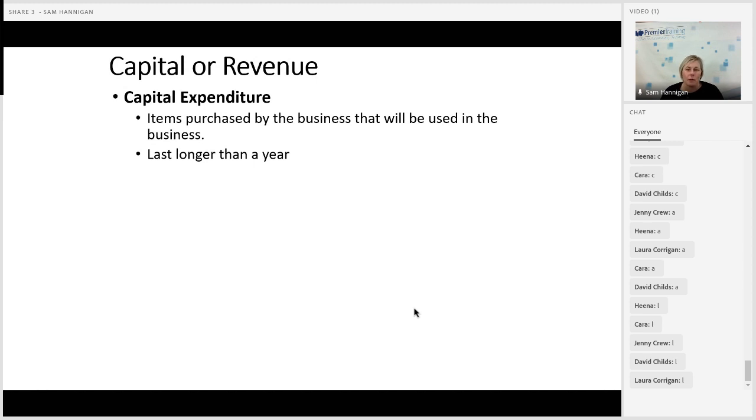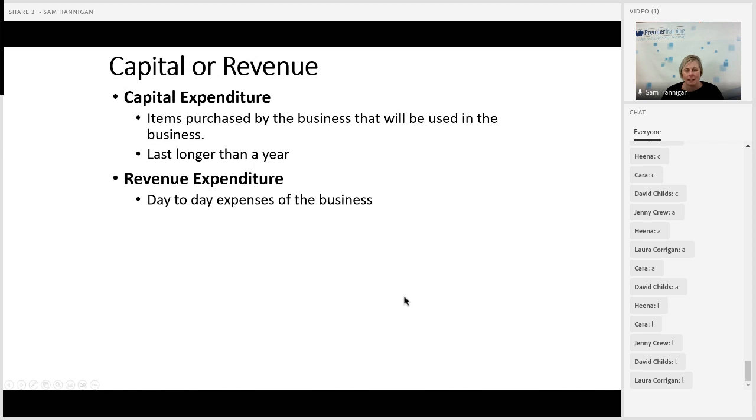The reason we have to break it down is because when we do the profit and loss account, if you paid £50,000 for this lawnmower and put it through as an expense, it's going to have a dramatic effect on your profit. You've accounted for it incorrectly because it's not an expense to the business. It's going to generate the business more income. So it's really important that you understand the differences.